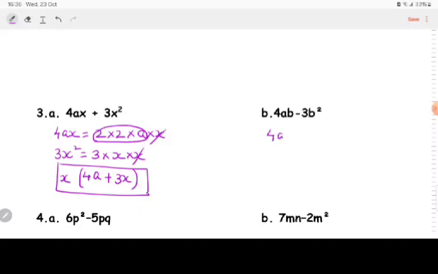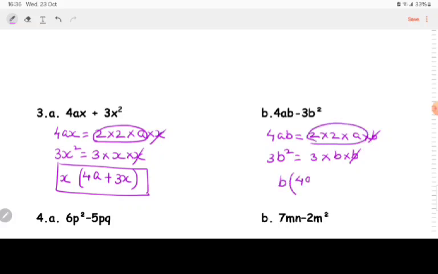Here we have 4AB, which is equal to 2 into 2 into A into B. And 3B square is 3 into B into B. We have 1B from here and another from here in common, so B outside. 4A minus 3B.